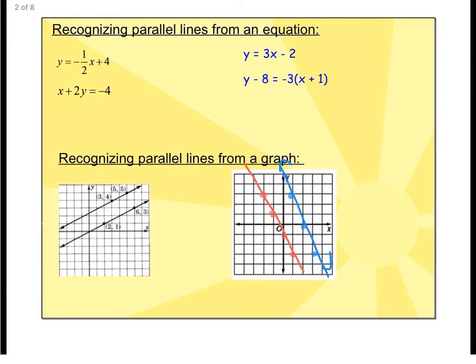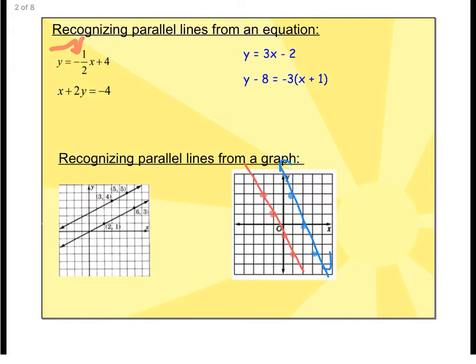Okay, so a couple things that we have to practice. The first thing is recognizing parallel lines from an equation. So the biggest thing you want to remember is that you're checking the slope, and that if it is exactly the same, then it is parallel. So this top equation, y equals -1/2 x plus 4, I can see that my slope is -1/2.